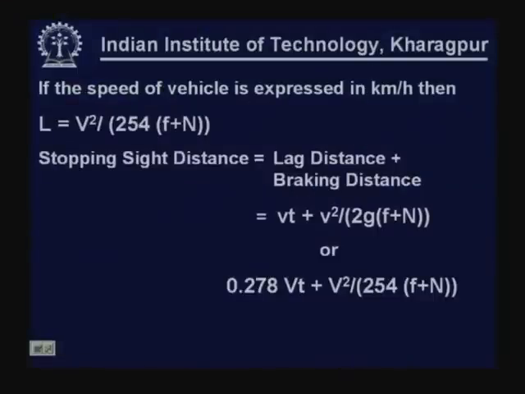Now, if V is expressed in kilometers per hour, then L will be V square by 254 into (f plus n). So, therefore, whenever there is a grade, the required stopping sight distance equals lag distance plus braking distance. So, it is V t plus V square by 2g into (f plus n), where V is in meters per second and t is in seconds, or 0.278 V t plus V square by 254 (f plus n), if V is expressed in kilometers per hour.